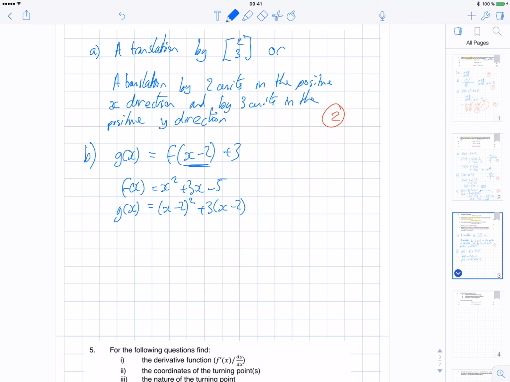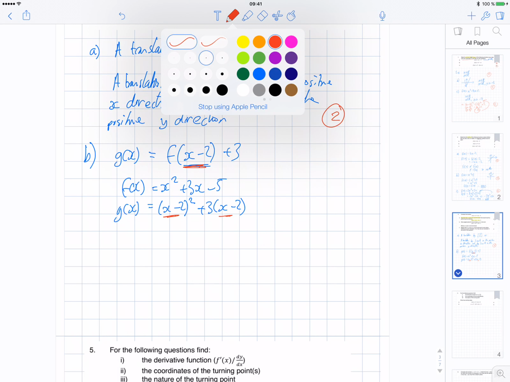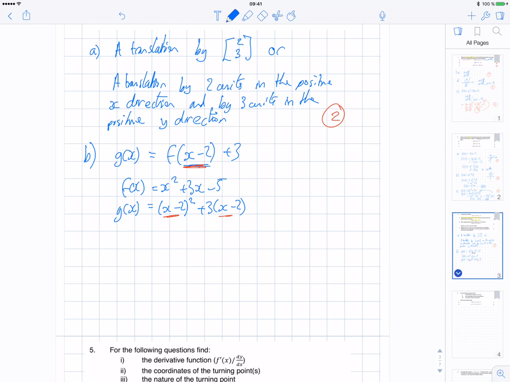Notice how, let's just change the colour. That there, it's gone in there, gone in there. And then, oops, go back to blue. I've got that minus 5, and then at the very end I'm adding 3 to everything. I'll show you how to do this in the calculator as well. Expand all of that, I get x squared minus 4x plus 4 plus 3x minus 6 minus 5, and don't forget to add the 3.